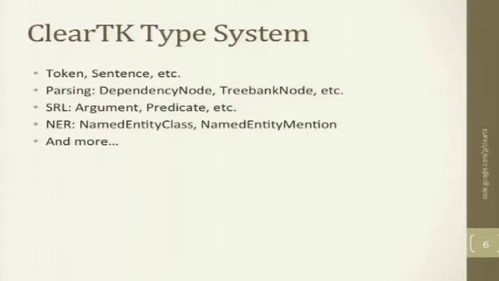So on the subject of type systems, ClearTK has its own type system, defining types like sentence and token, for tasks like semantic role labeling, named entity recognition and parsing. We also have types like arguments and predicates, named entity mentions, and that sort of thing. But it's important to note, however, that this type system is completely divorced from the core statistical natural language processing framework. So basically, this allows us to work with all of these different UIMA applications.